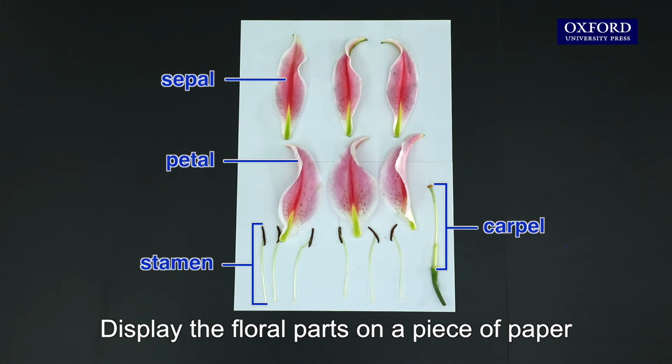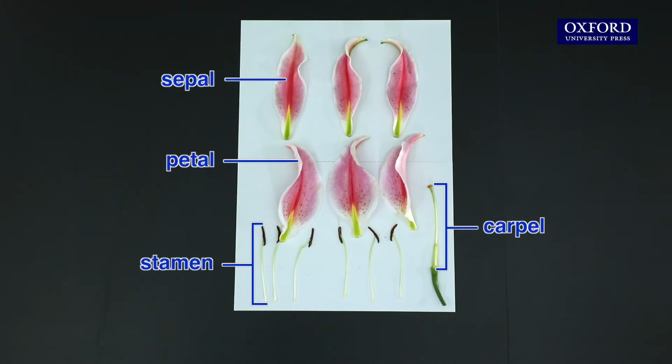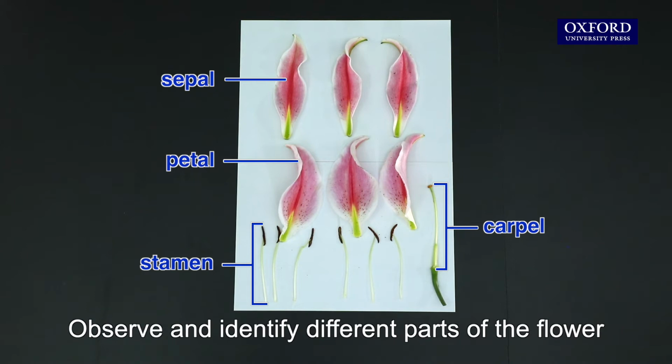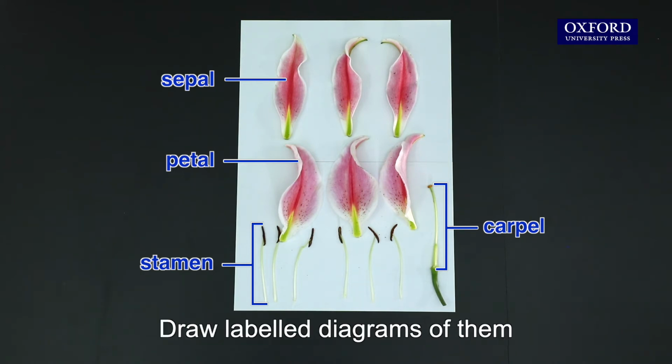Display the floral parts on a piece of paper. Observe and identify different parts of the flower. Draw labeled diagrams of them.